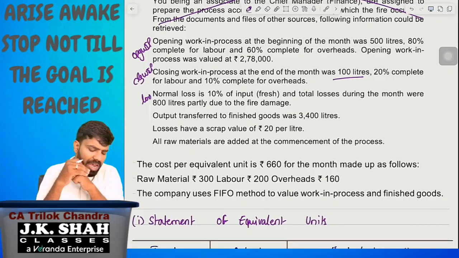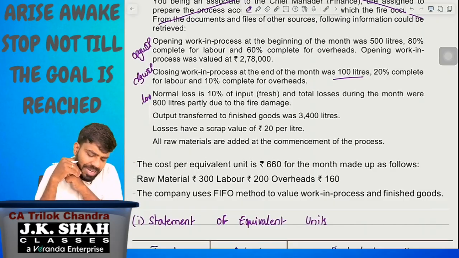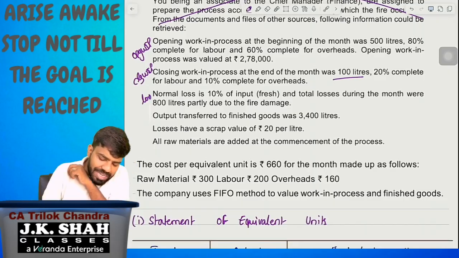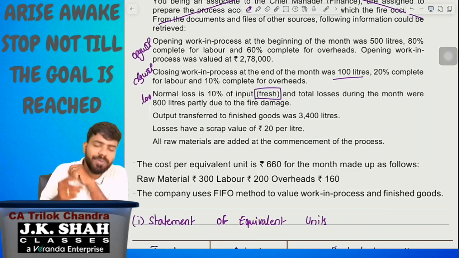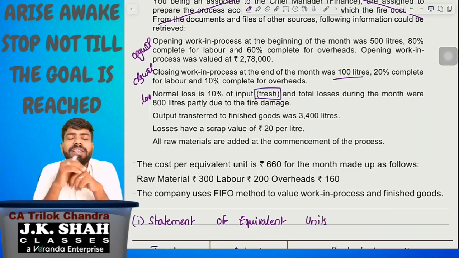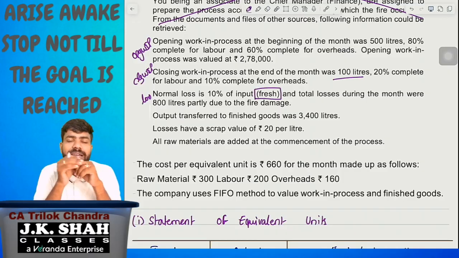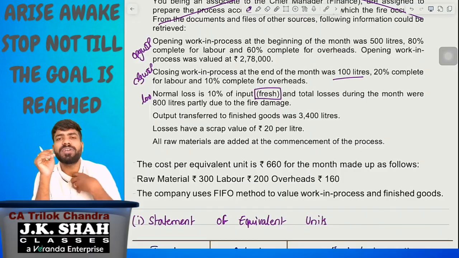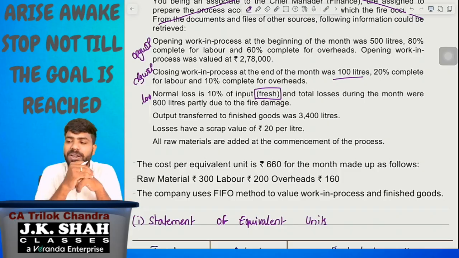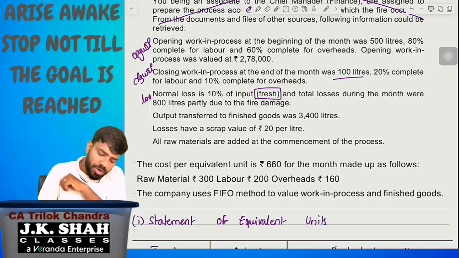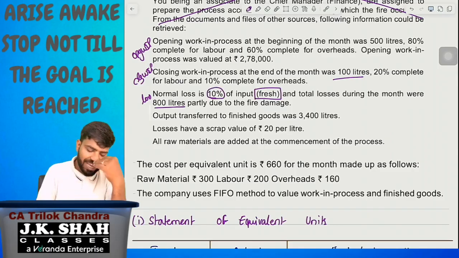This paragraph is about loss. Normal loss is 10% of fresh input. It is clearly mentioned, fresh input. See, there are 2 types of inputs possible: opening work in progress and currently introduced. Here they clearly mention fresh input, so we have to consider current period introduction. Now, total losses during the month were 800 liters. Normal loss is 10% of fresh input and total loss is 800 liters, partly due to fire damage.